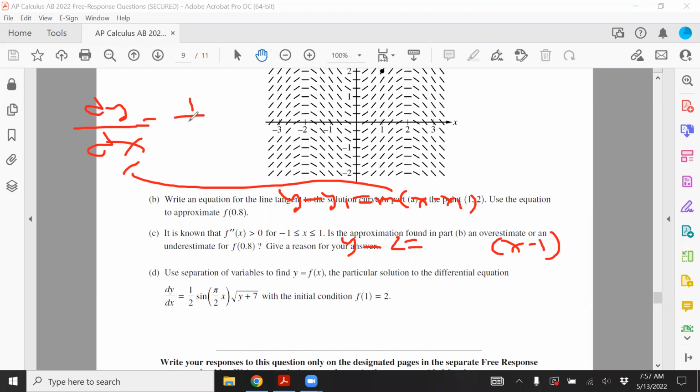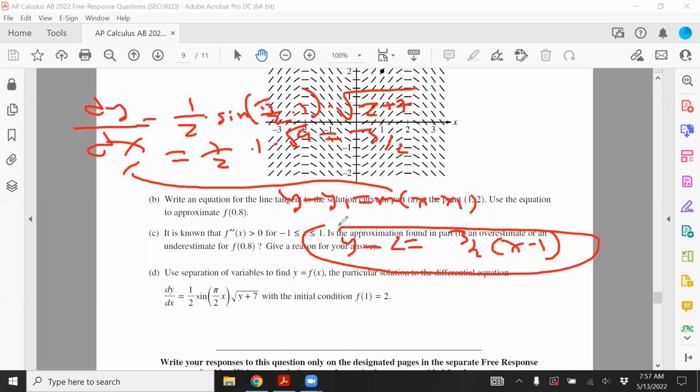So what I'm going to do is 1/2 times sine, I'm plugging in 1 for x, so pi over 2 times 1. And then times root y plus 7, or 2 plus 7. So it's 1/2, and sine of pi over 2, that's going to be 1. That's root 9, that's 3. So you get 3/2. So your slope is 3/2. So there's your tangent line for part B.